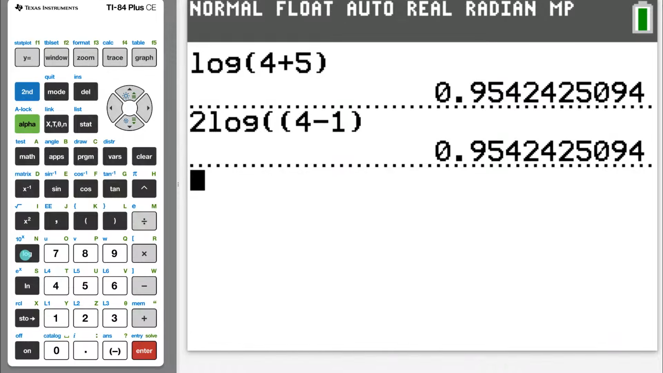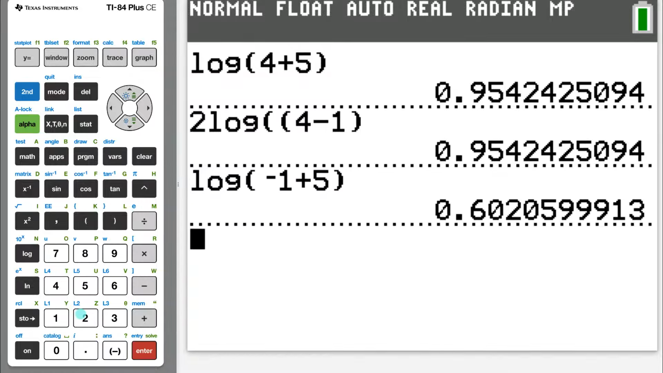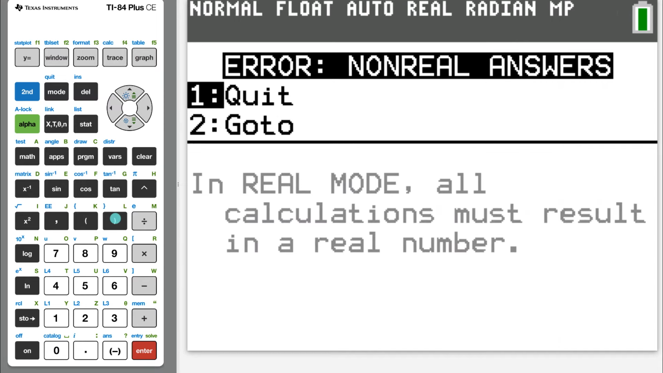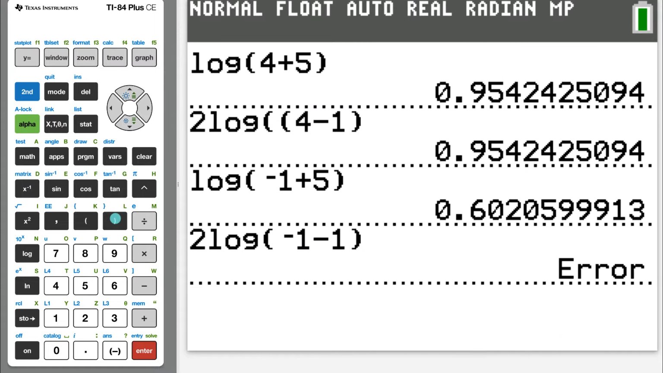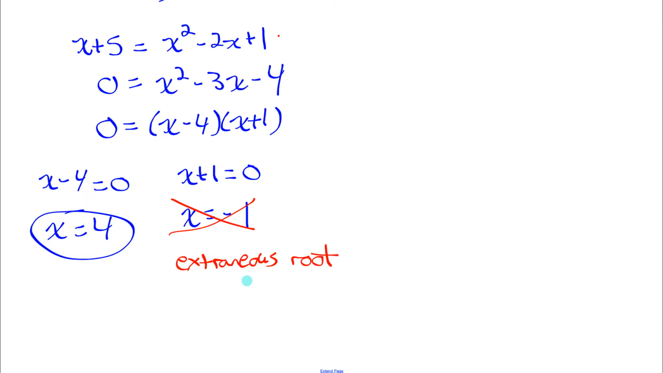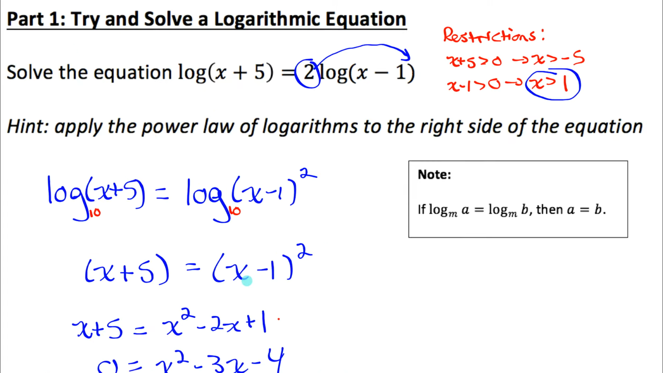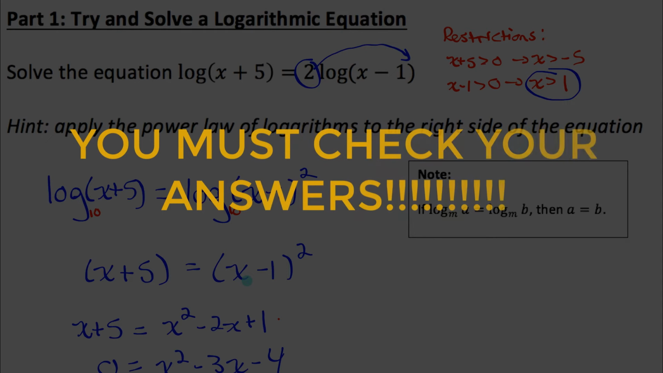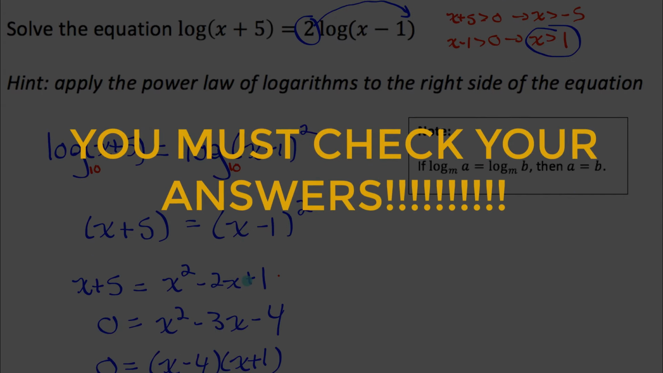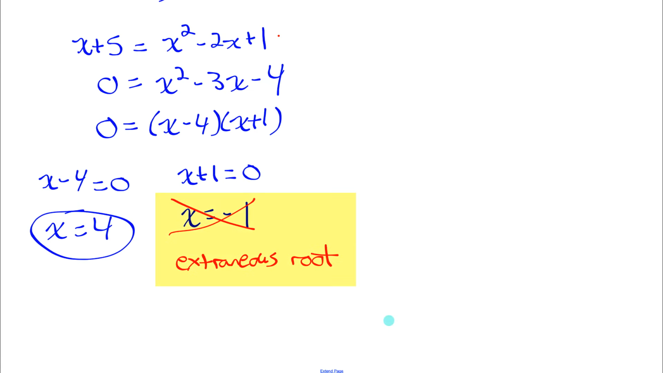But if I plugged -1 in, watch: log of -1 plus 5, and then on the right side, 2 log of -1 minus 1. And that says no real answer. So -1 does not make the left side equal the right side. The right side isn't even defined at an x value of -1, so it can't be an answer. That's why we call -1 an extraneous root. So in solving logarithmic equations, it's not just a recommendation, check and see if your answers work. You actually have to, because there is a chance you get an extraneous root.